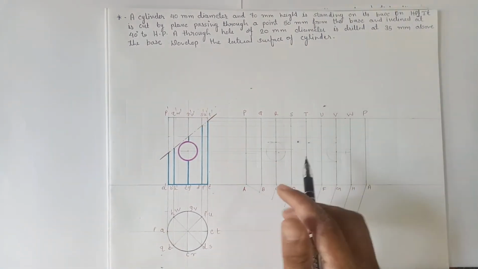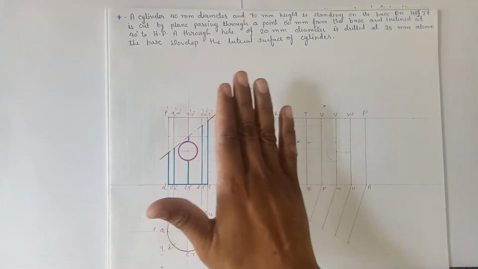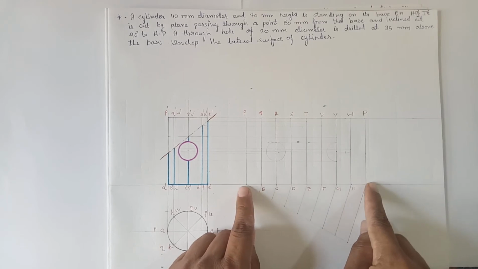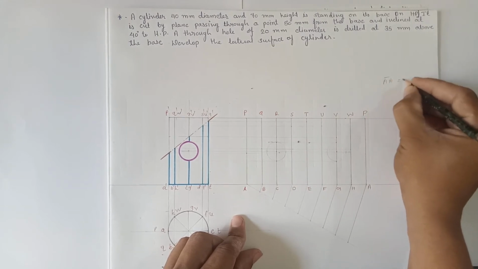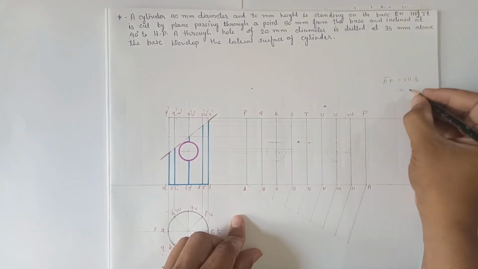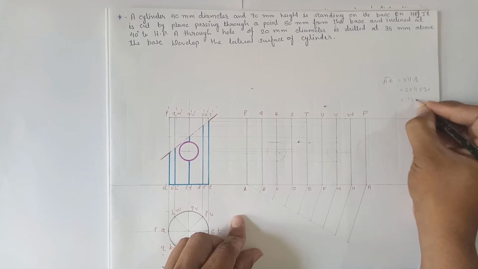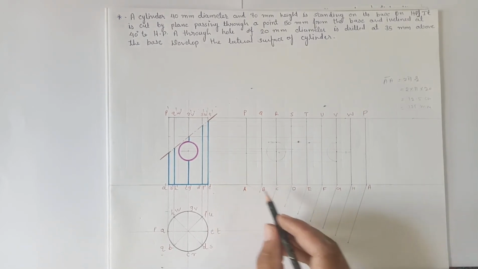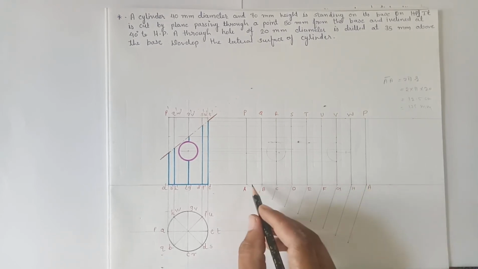Now after showing the generators of the cylinder, let us show the basic surface development of the cylinder. If we roll the cylinder like this, it will develop the surface like this, and this length from A to A will be equal to 2 pi r. So right now 2 into pi into 20 is equal to 12.5 centimeter, 125 mm. So this length right now is 125 mm. Divide this length into 8 equal parts, to show 8 generators of the cylinder in the development.